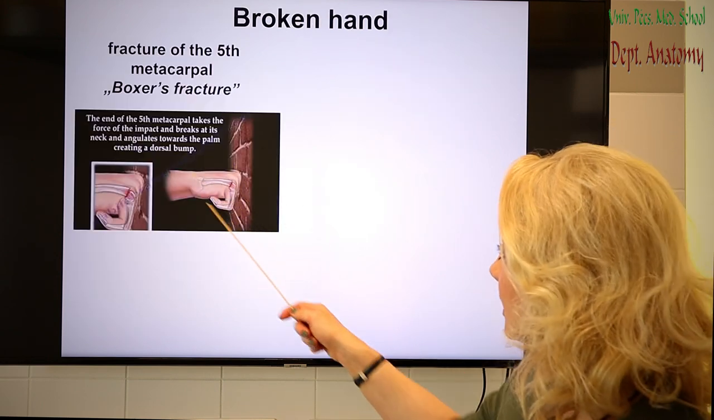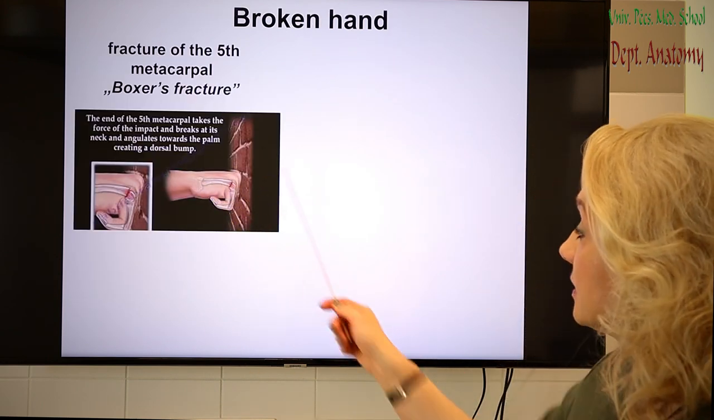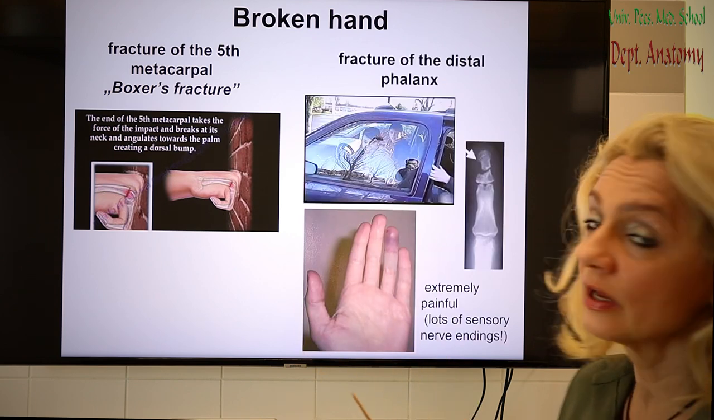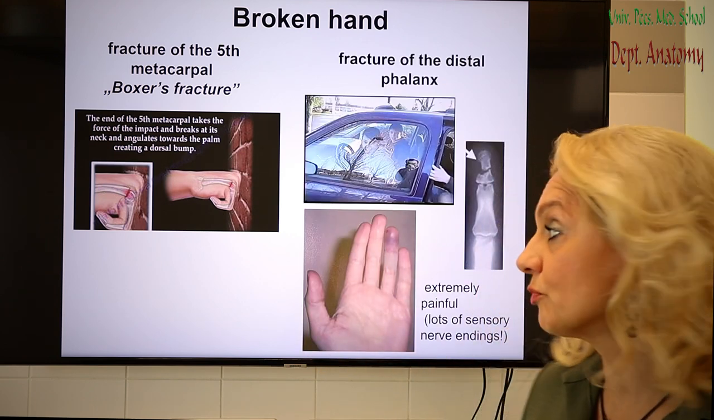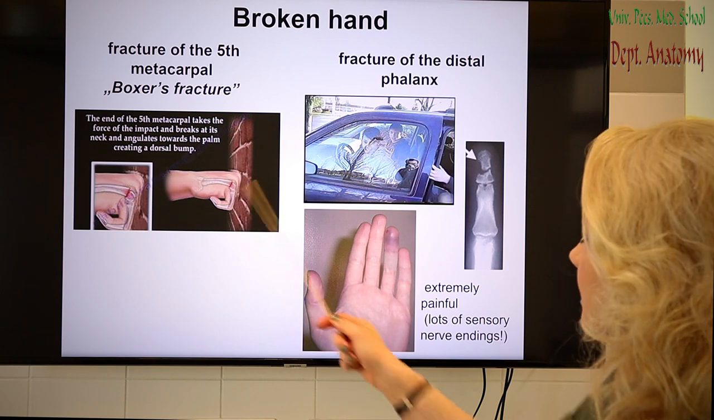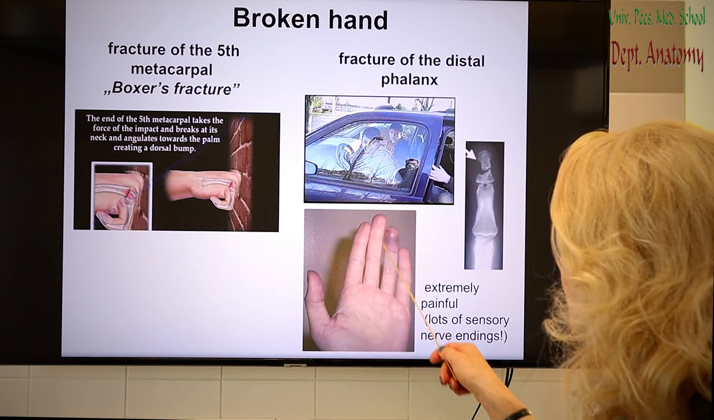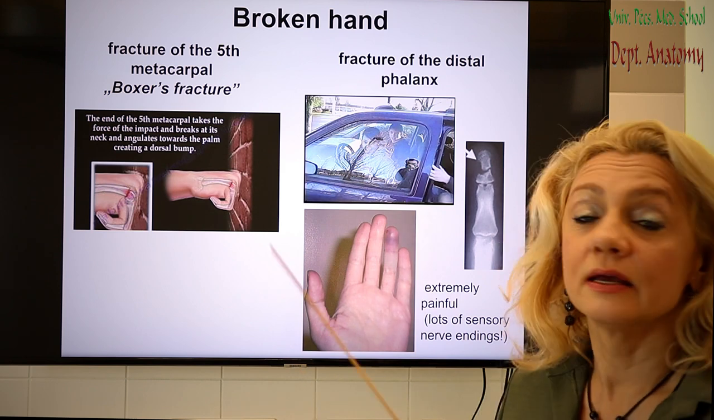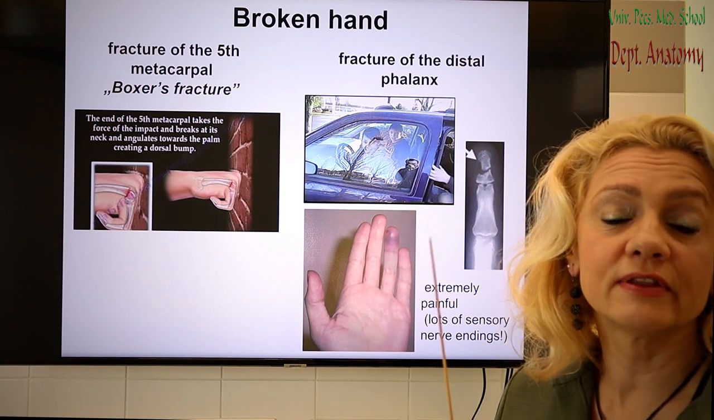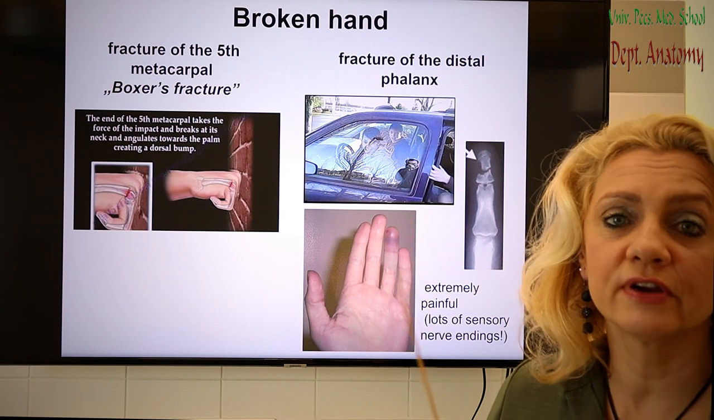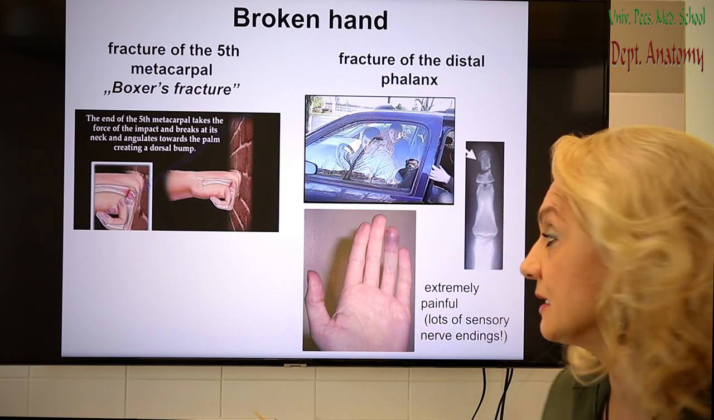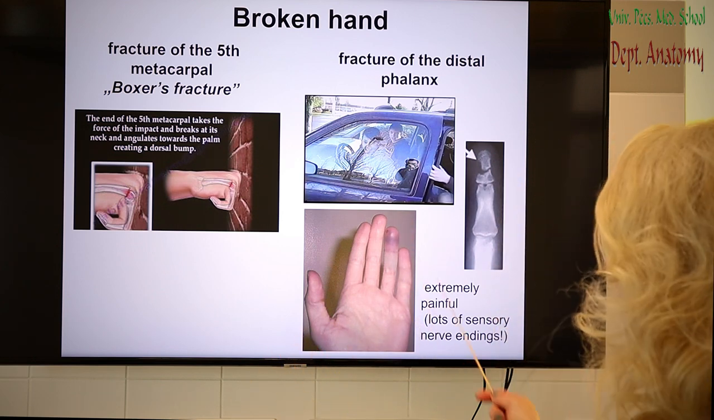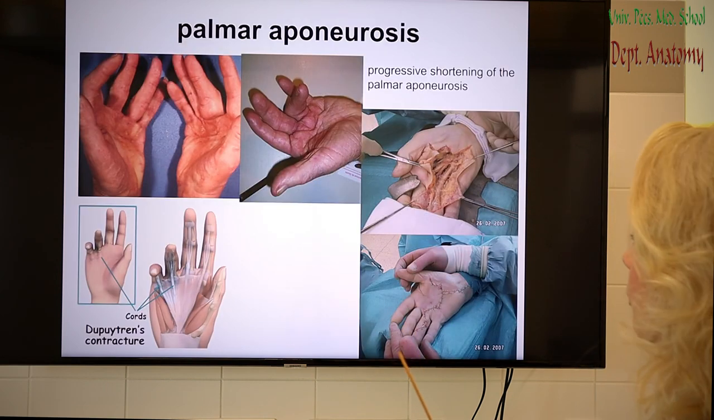And finally, a broken hand. Of course, the metacarpus and the fingers, the phalanges, can also be broken by different injuries. And of course, any injury on the hand, especially the fingertips, is very, very painful, given that the fingers are very, very finely innervated with lots of nerve endings. So of course, it's very painful.